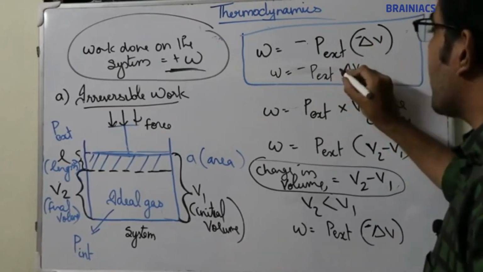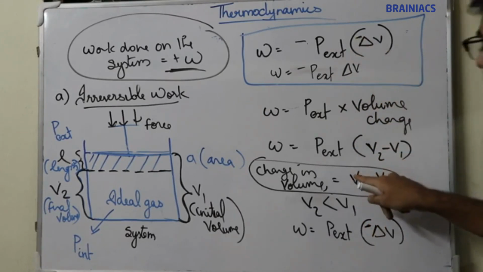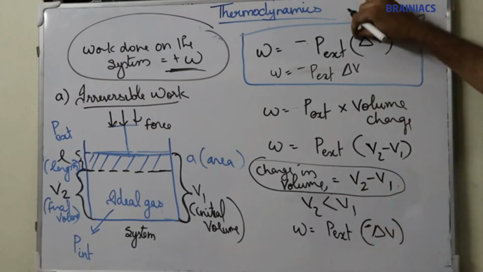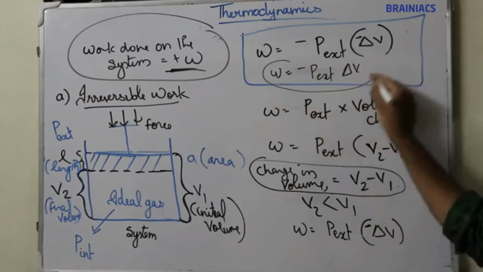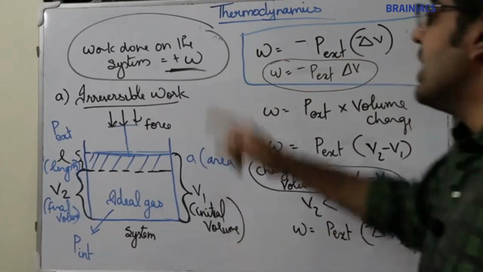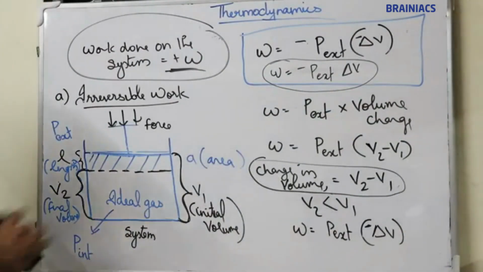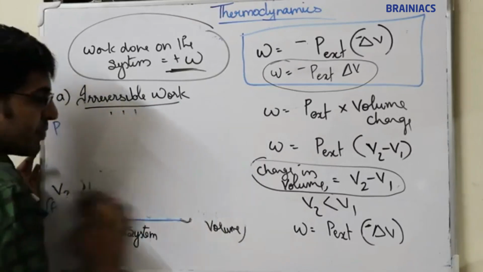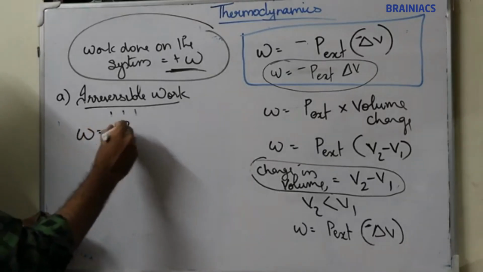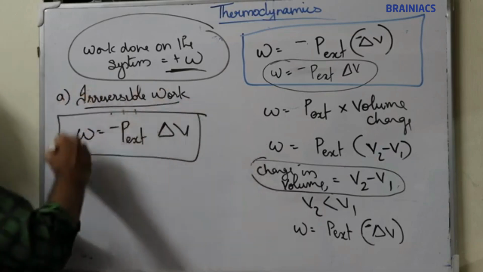Delta V is negative. No need to write that negative, because when you subtract, you will always get a negative value, because you are subtracting a bigger value from a smaller value. So no need to put this negative. Try to study this equation: W is equal to minus P external into delta V. This is the equation to calculate irreversible work.